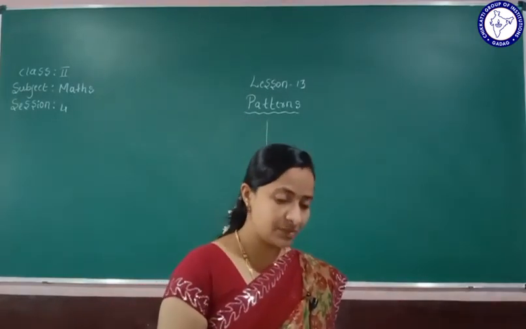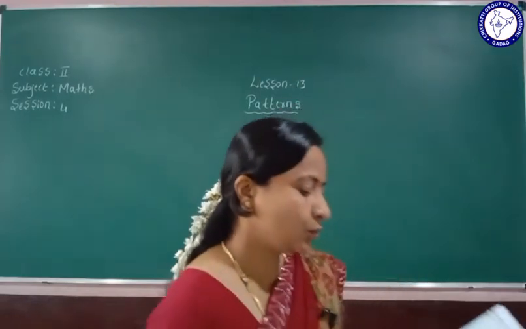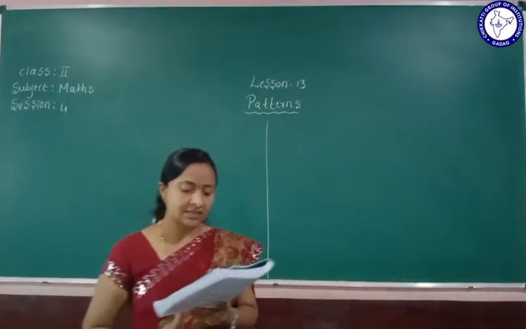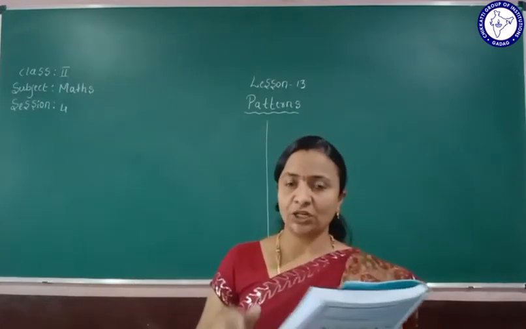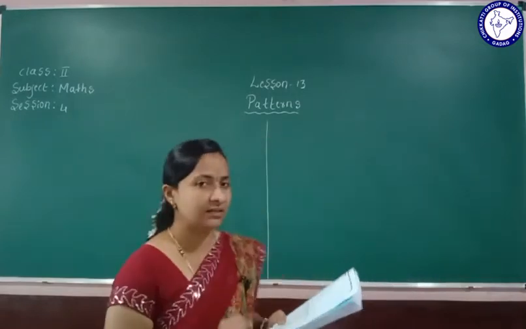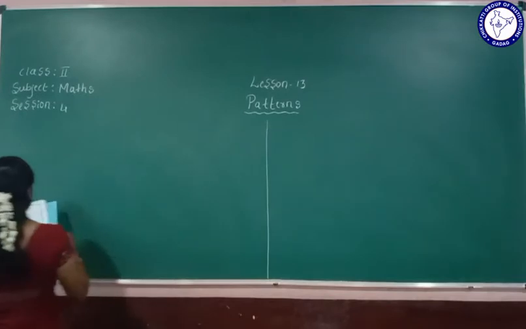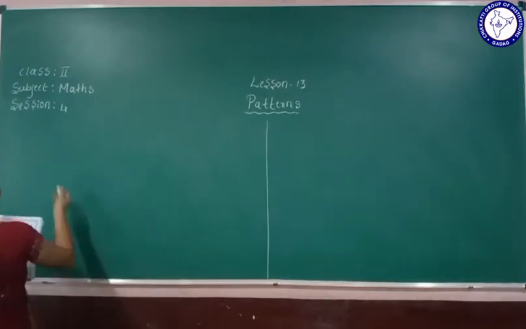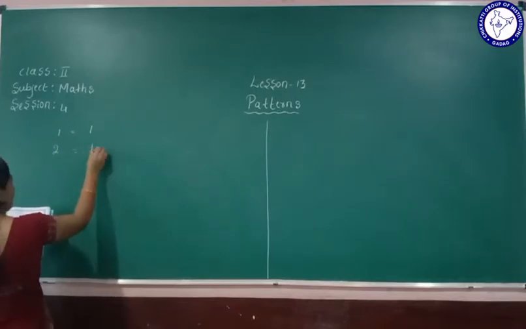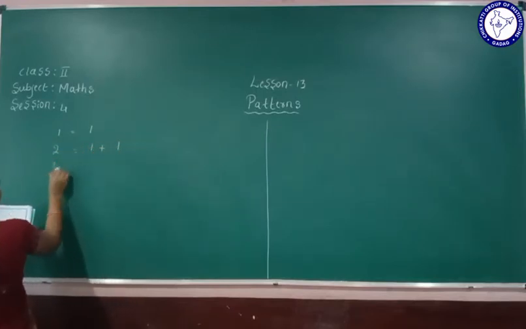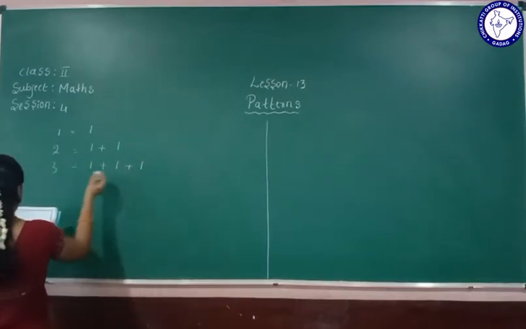pattern by numbers. It means number patterns. Here the numbers 2 to 10 are expressed as a sum of 2 or 3 numbers. It means 2 is split into 1 plus 1. Similarly 3 is split into 1 plus 1 plus 1. I'll write the pattern here. 1 is equal to 1. 2 is equal to 1 plus 1. 3 is equal to 1 plus 1 plus 1.